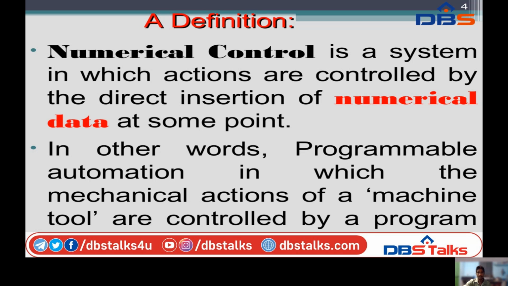Both of these definitions say only one thing: the machine tools are controlled by giving numerical data to the numerical controller. That means the machine or the machine tools are controlled by means of commands in the form of NC codes.